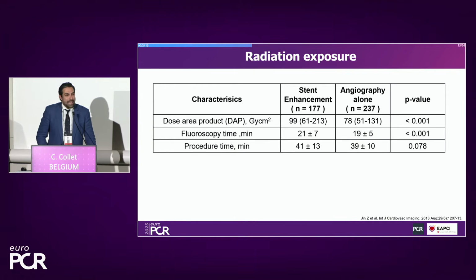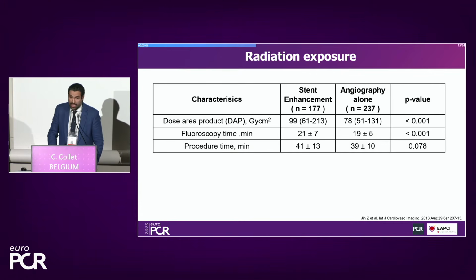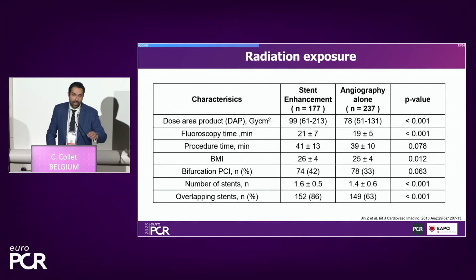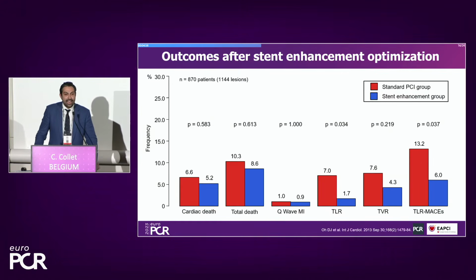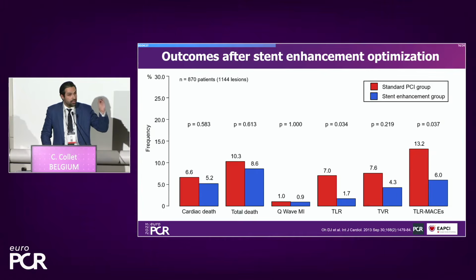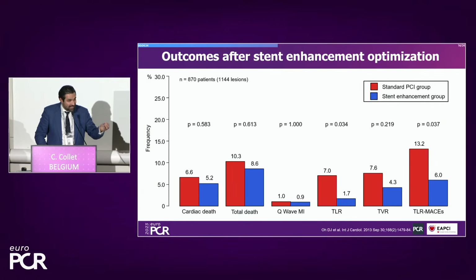Now, when we look at the clinical impact of the use of these technologies, of course, you will have more radiation, you have probably more fluoroscopic time, and this is one of the data that has been previously published, of course, in an observational fashion. Nevertheless, when you assess the outcomes of patients that have been treated using 2D stent enhancement, you see an improvement in the rate of target lesion revascularization, and this has led to a reduction in the rate of MACE.